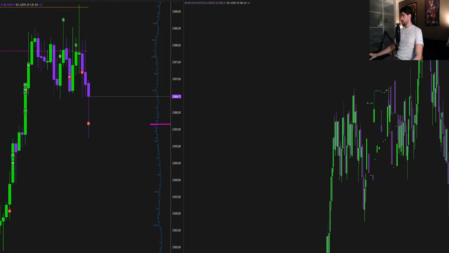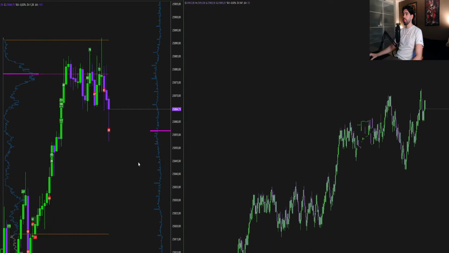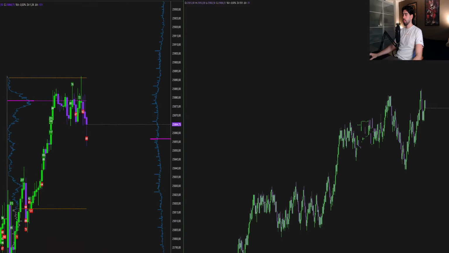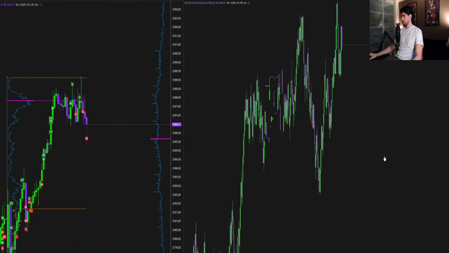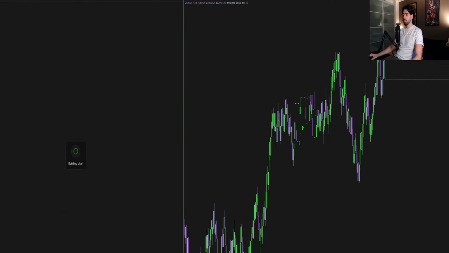Okay, let's look at this. Can everybody see now? So this is the 40 range charts, and this is the 5-minute chart. Let's do this. Remove deep trades.